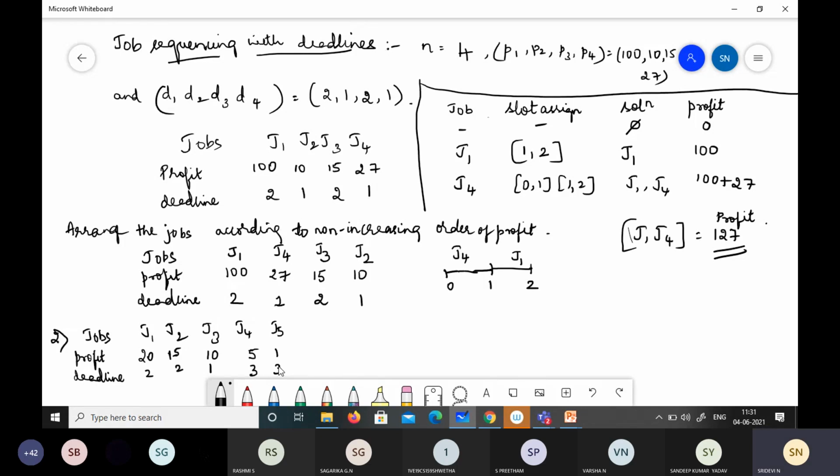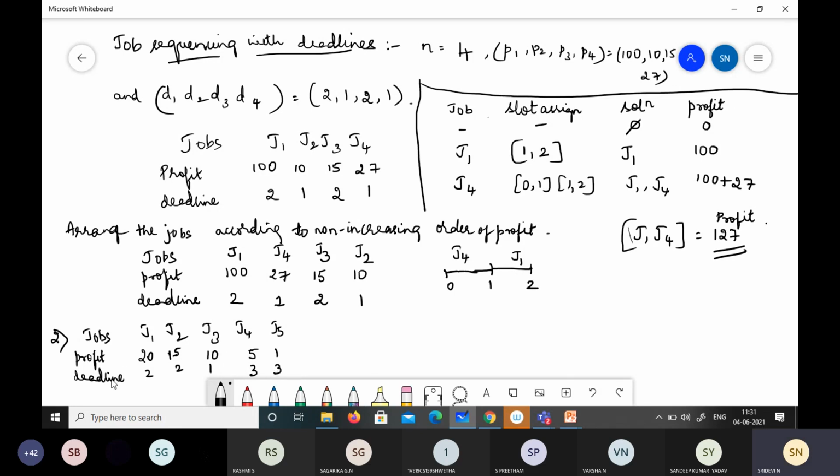Try the second problem, those who have finished with the first one. Note down this. Then try to solve this. You should write down like this. So I'll give a clue for you. So we have 5 jobs. They are already in order. Profit, they are already arranged in non-increasing order of profit.